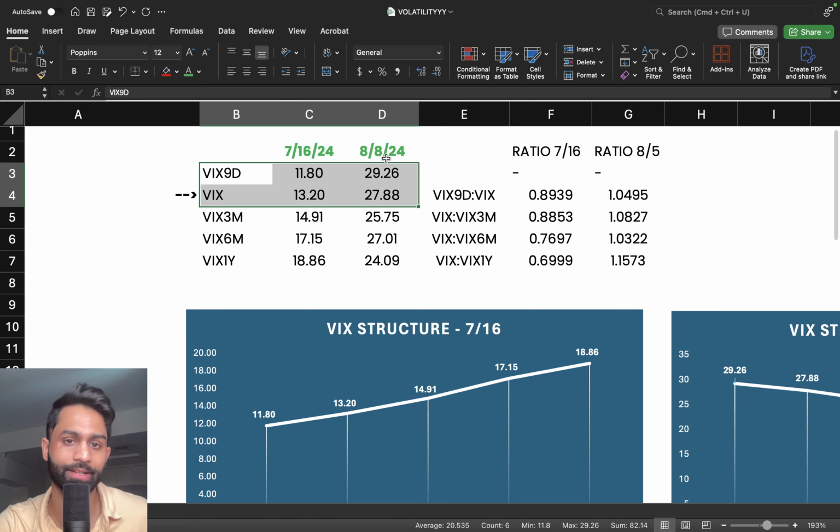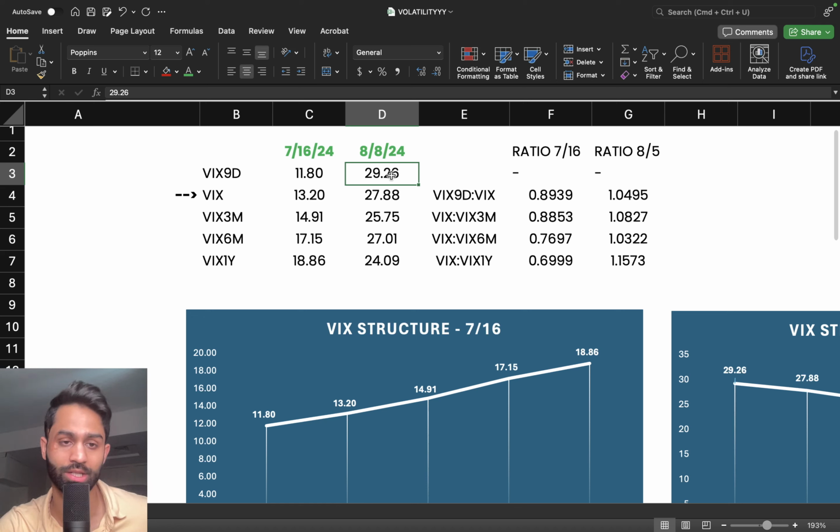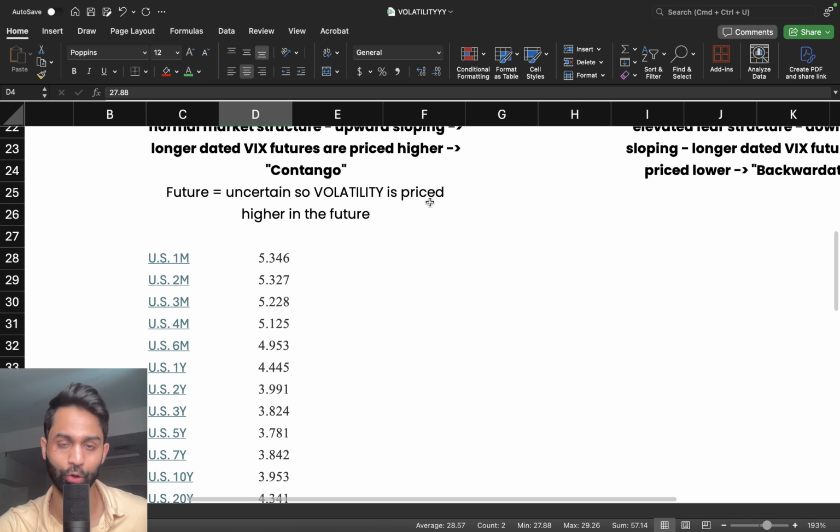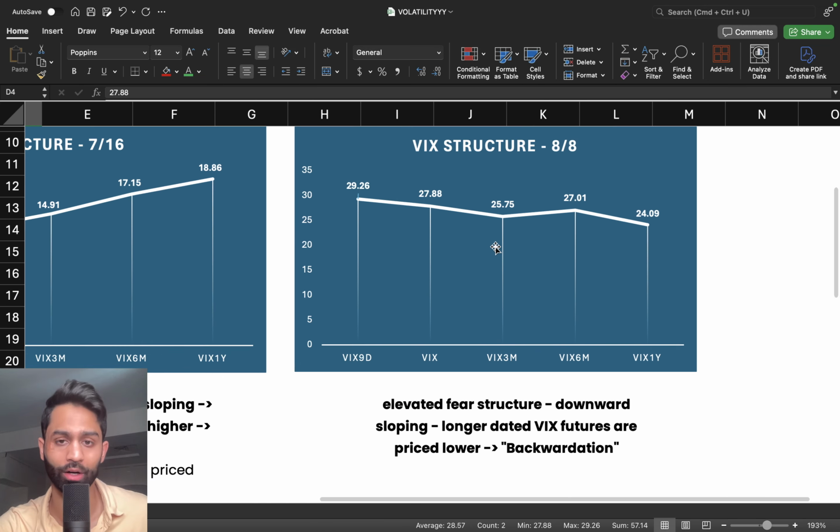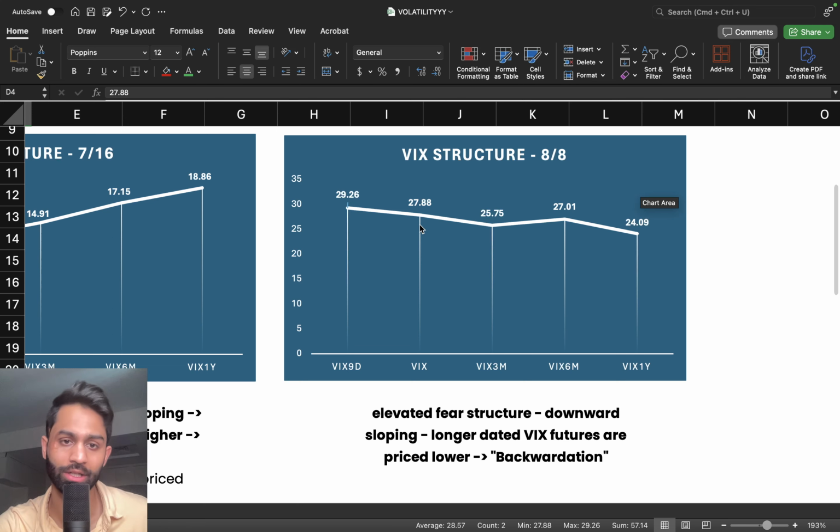So right now, as it stands, August 8th, you've got volatility at 9D priced at 29.26. And the 30-day, which is the normal VIX, is priced at 27.88. So right now you'll notice that the 9D, the shorter term volatility, is higher than the 30-day volatility. So that is still in backwardation, right? Meaning that a shorter dated VIX future is priced higher than a longer dated VIX future. So that's the backwardation that we're seeing.